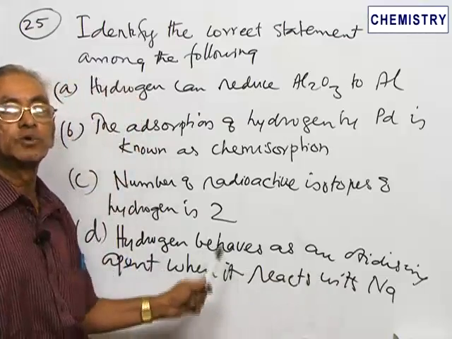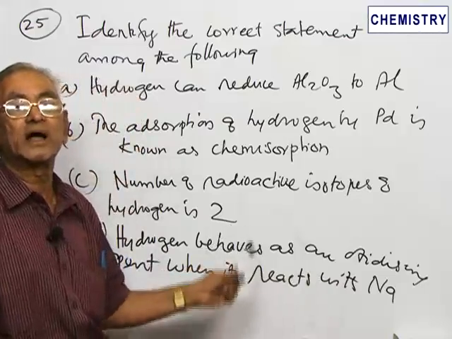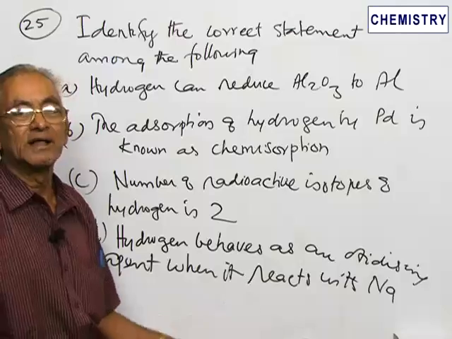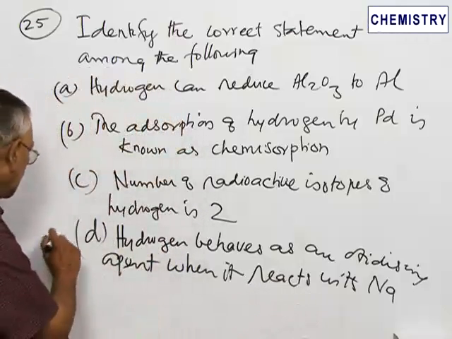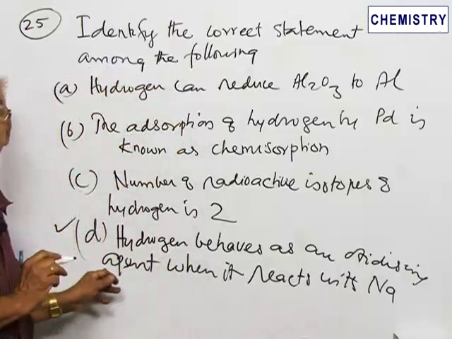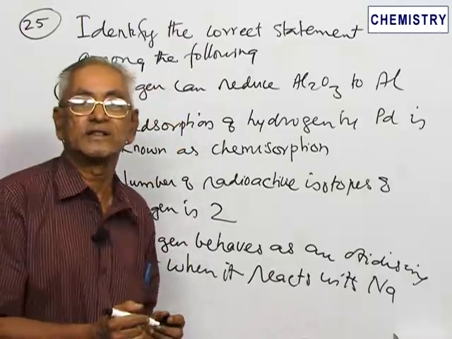When sodium forms sodium hydride, hydrogen becomes a hydride, H minus, and therefore it undergoes reduction. The correct answer for that question is D. Choice D is the correct answer for that particular question.